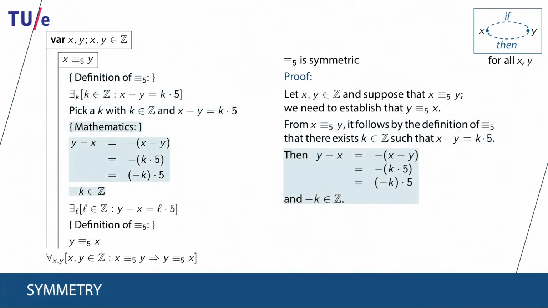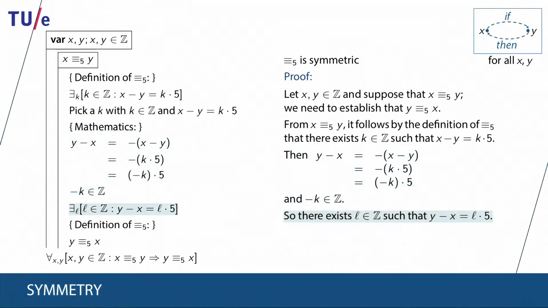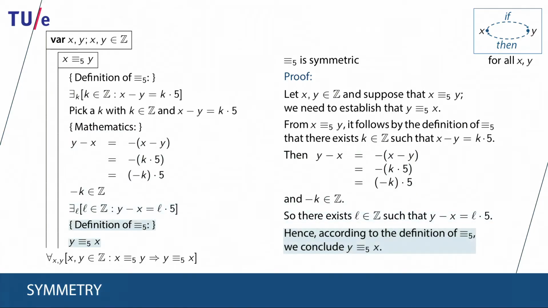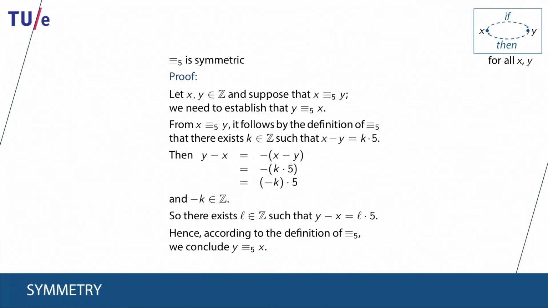Then, by some straightforward mathematical reasoning, we conclude that it follows that y minus x is minus k times 5 and minus k is an integer. And this, in turn, allows us to conclude that there exists an integer L such that y minus x is L times 5. By the definition of equivalence modulo 5, this is enough to conclude that y is equivalent to x modulo 5. We have first constructed a complete derivation for the formula that expresses that equivalence modulo 5 is symmetric, and then we have translated it into a convincing readable argument.